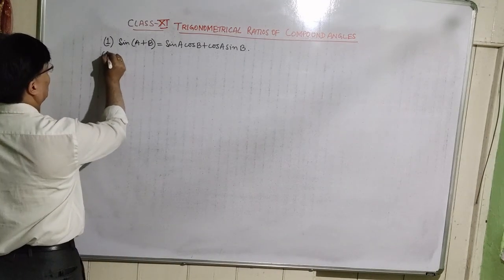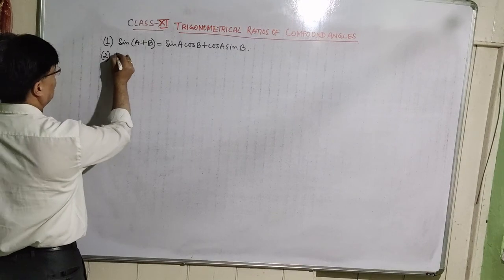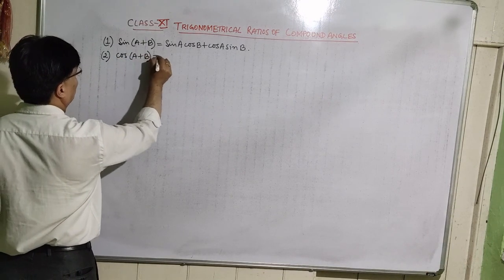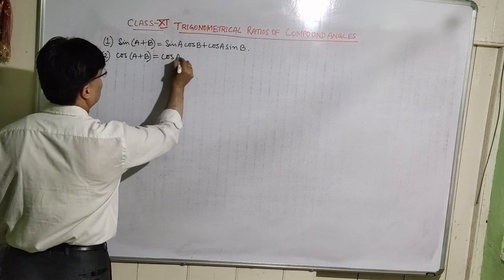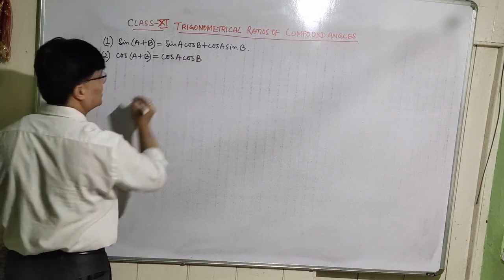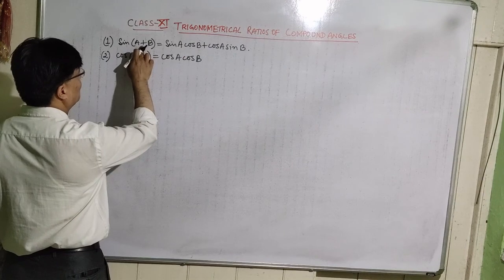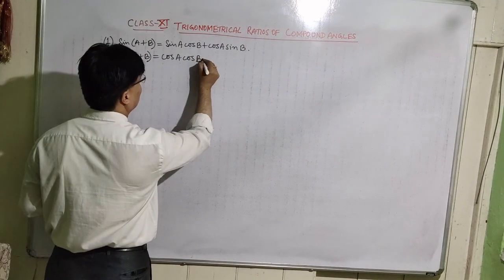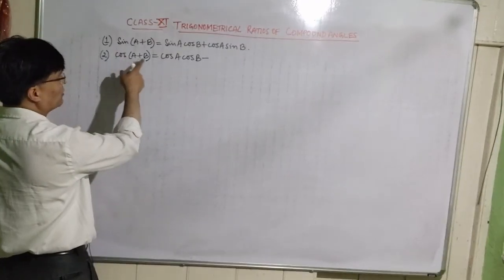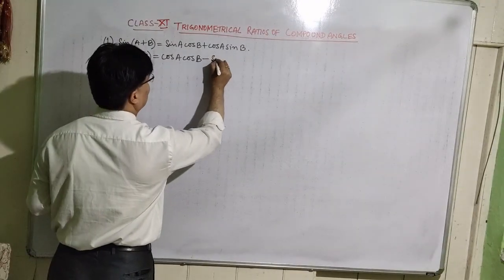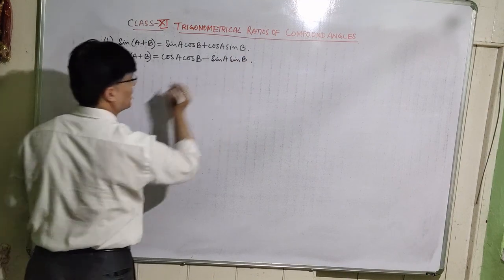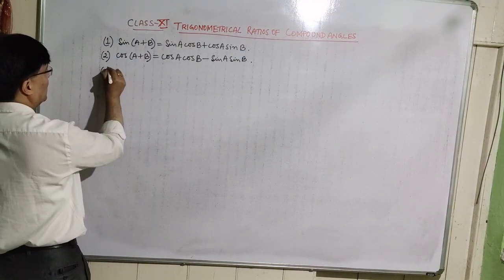Number two formula is cos of A plus B. Its formula is cos A cos B, but in the case of sine of A plus B there is plus, whereas if it is plus, it should be minus in cos. So what is cos of A plus B? Cos A cos B minus sine A sine B. Is that clear?